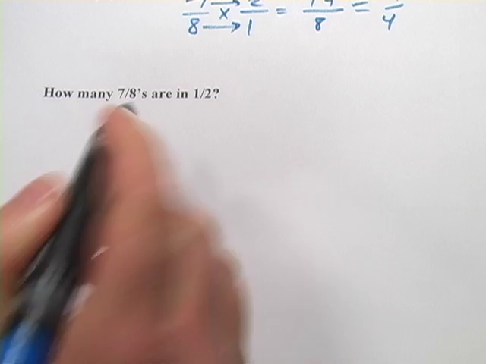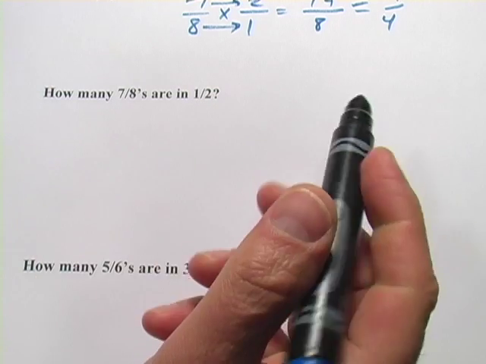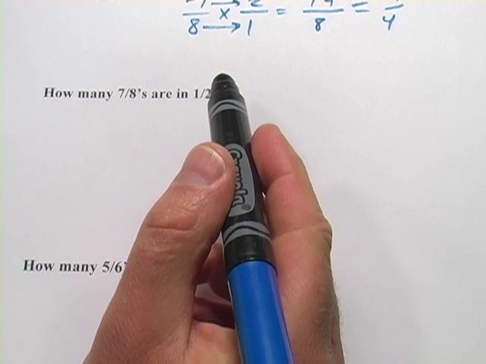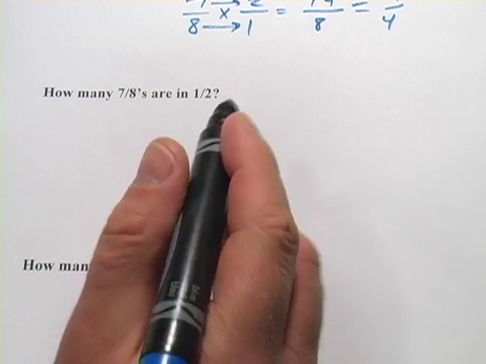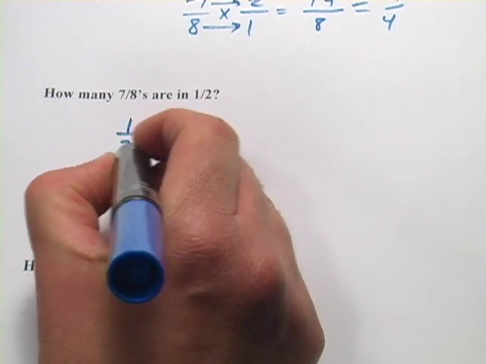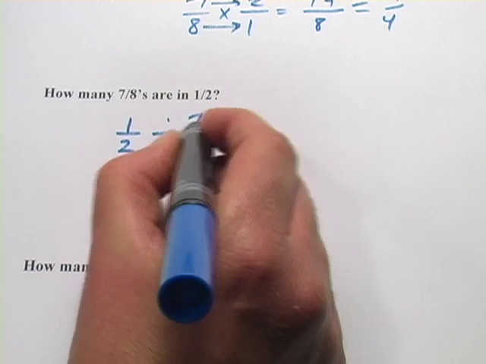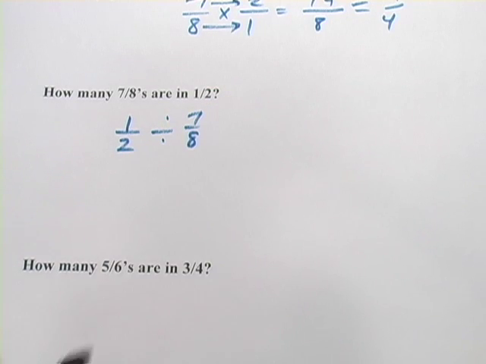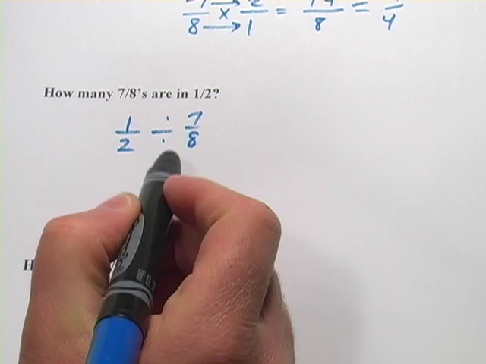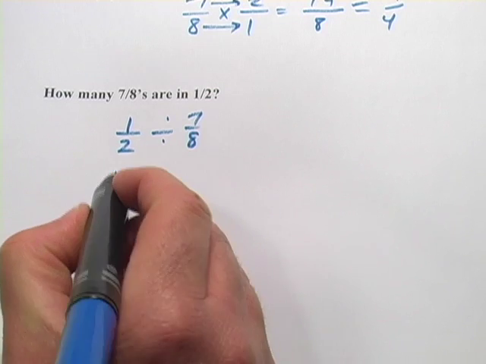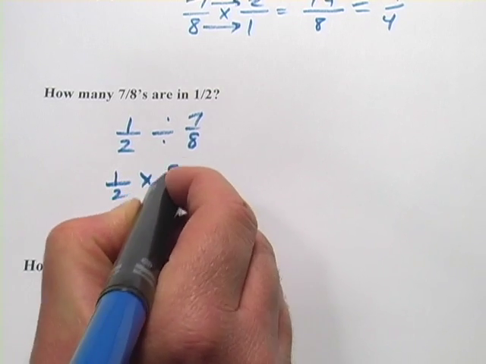This one says, how many 7/8 are in 1/2? So it's just the opposite of what we were doing. So instead of saying 7/8 divided by 1/2, we're going to have 1/2 divided by 7/8. And now we want to convert this to a multiplication problem. So we take 1/2 times 8 over 7.